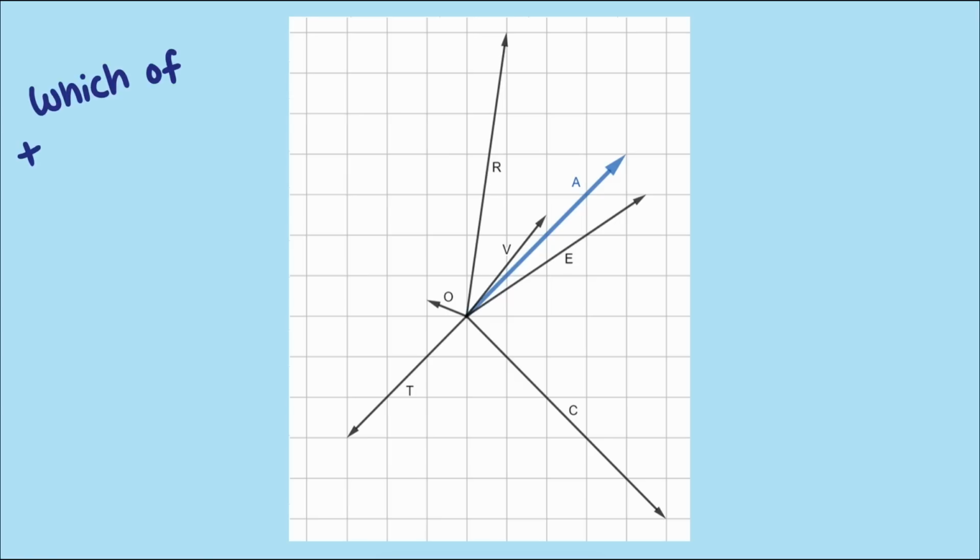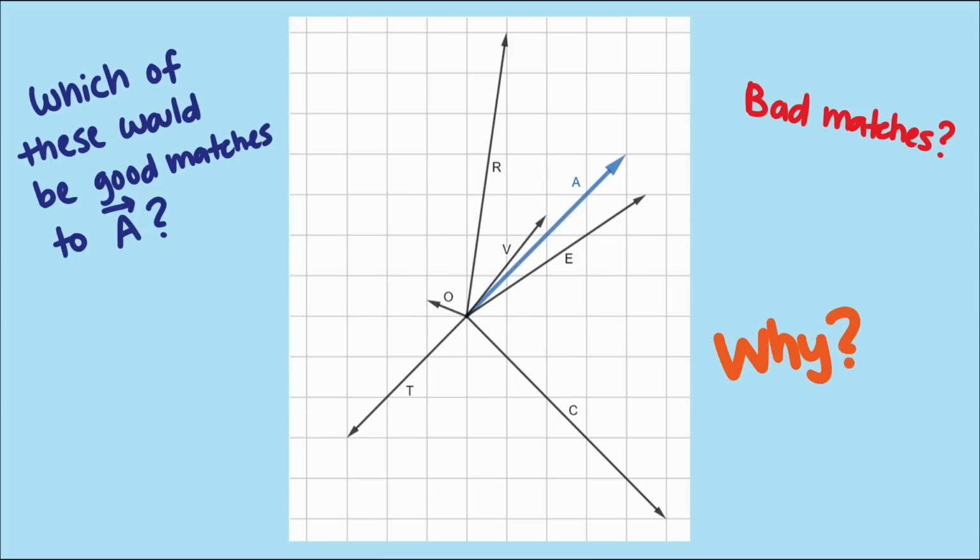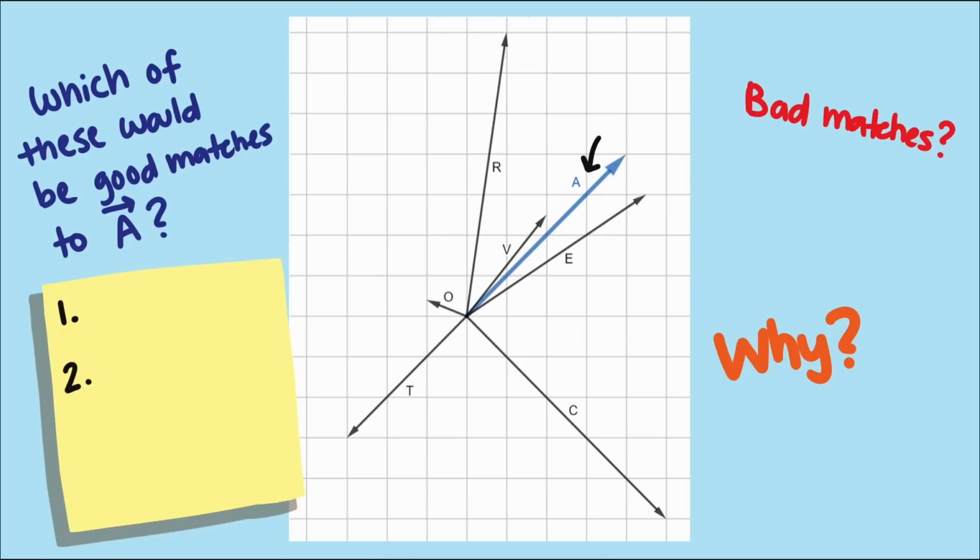Here's an image to help us think about similarity of vectors. Which of these vectors would you pick as good matches to vector A? Which ones would be bad matches, and why? Pause and think about that for a minute. Which ones are most similar to A? My students often come up with 4 different justifications.